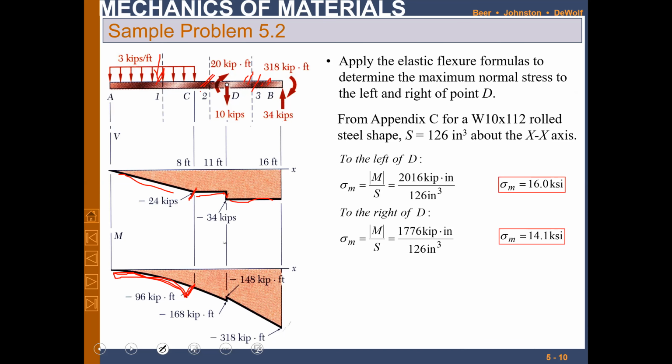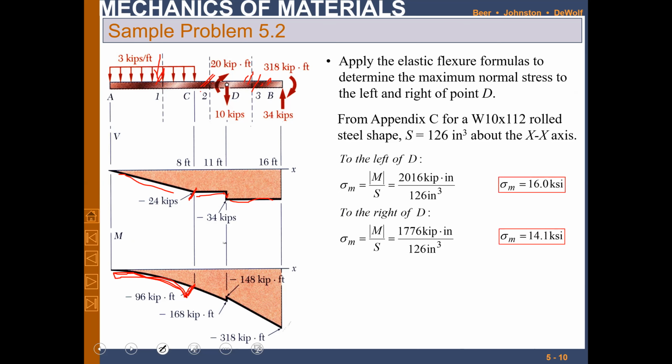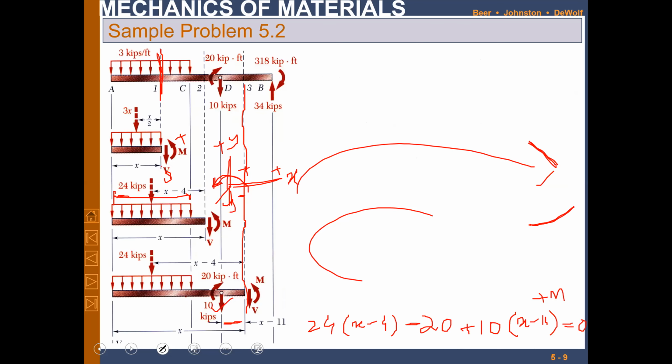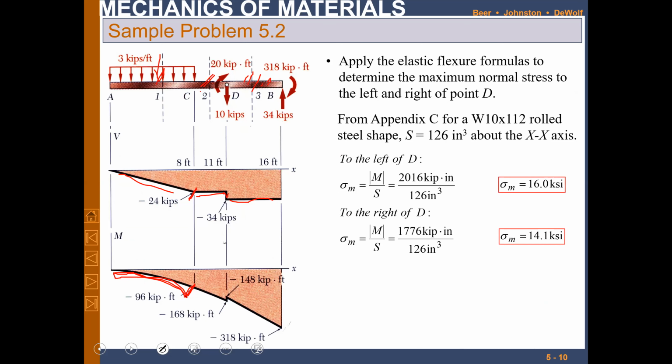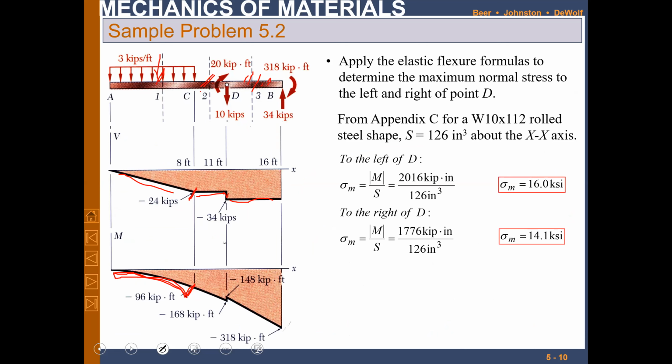And then for the further one, next is 96 minus 24x, right? So for the next, x will be 8 plus 3, 11, right? So you will put 11 over there. So 96 minus 24 into 11. So that will be the moment, minus 168 kips feet, right? This is at this point, right?